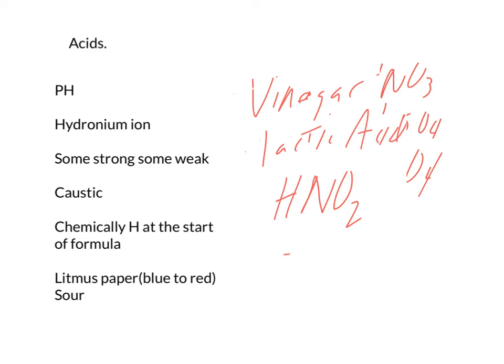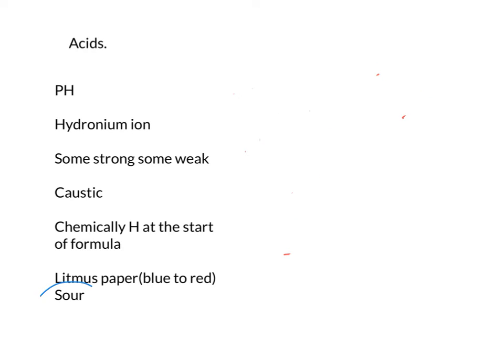Some of you have heard of litmus paper before. It's an indicator. In the case of acids, it changes blue litmus paper to red. The last thing that most people remember about acids is that if you were going to taste an acid, which is not generally a good idea in a chemistry lab, acids generally taste sour. The classic example, of course, is a lemon, and lemons have citric acid in them, which makes it very, very sour.